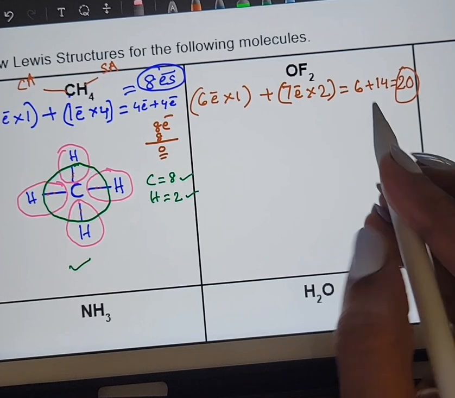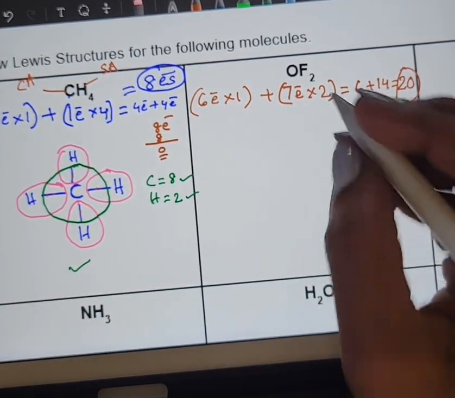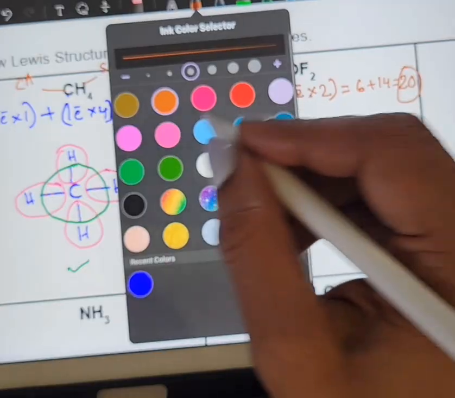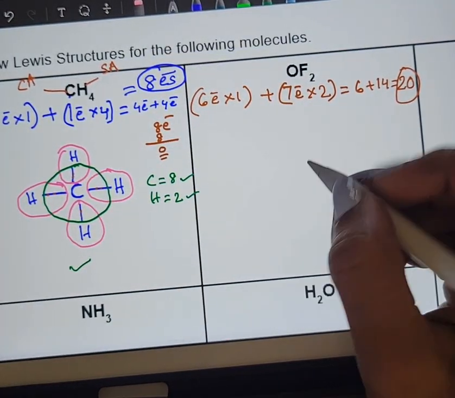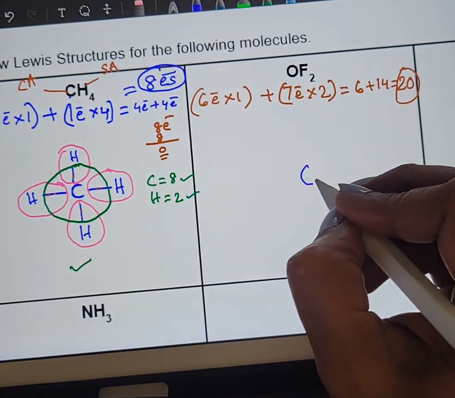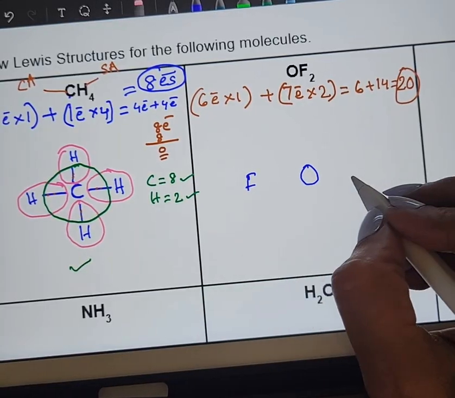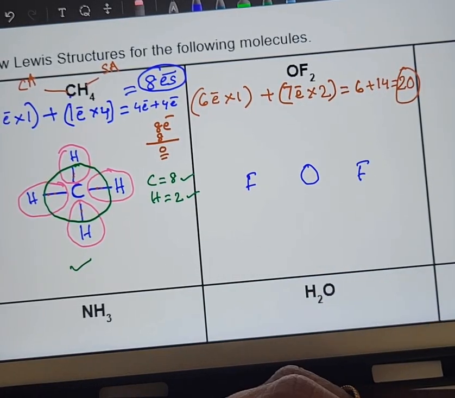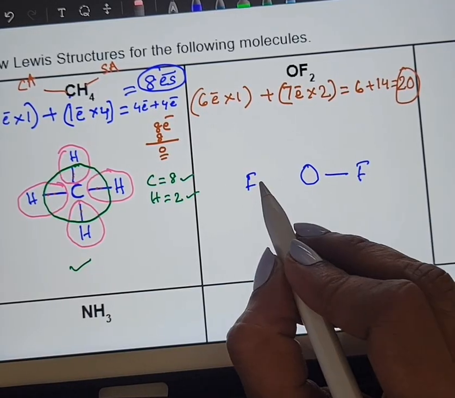Now decide the central atom. Oxygen has 6, fluorine has 7. So the least number is oxygen. So the central atom is what? Oxygen. Oxygen is the central atom. So I'm going to draw oxygen at the center. And there are 2 fluorines, so put fluorine anywhere around it. I'm going to draw like this. Now draw a single line to both of the atoms.